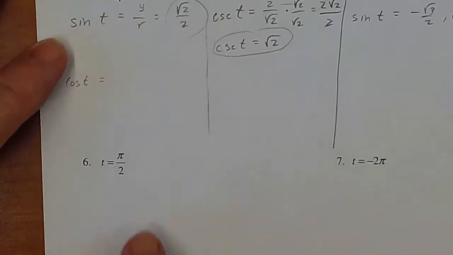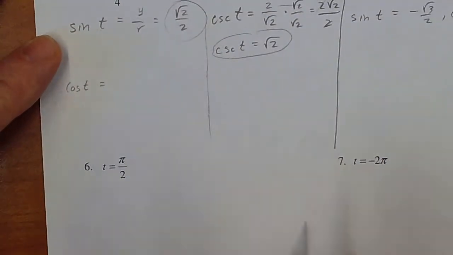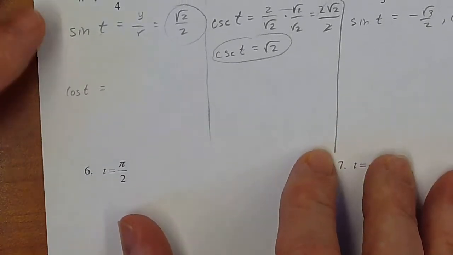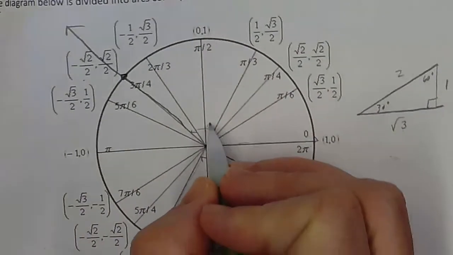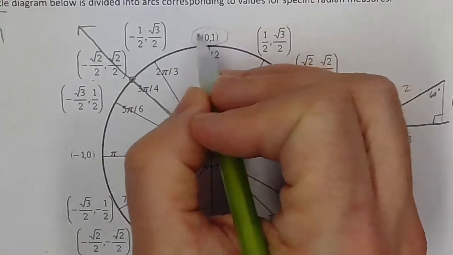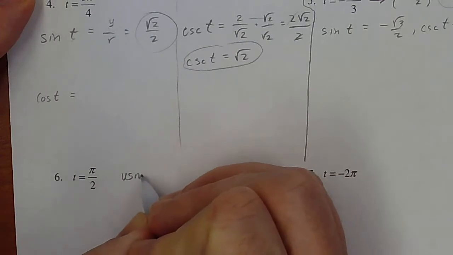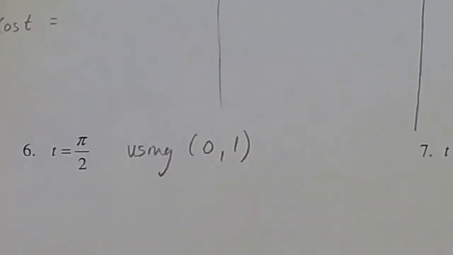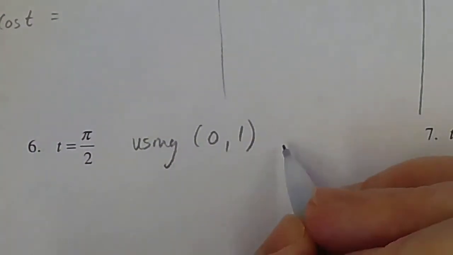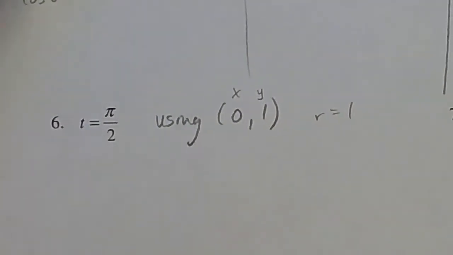The math works out really easy for these quadrantal angles. So it says the angle is pi over 2, and we're going to find all 6 trig functions still. So what coordinates will we be using? Pi over 2 starts here, rotates, and the ending spot will be right here. So we're going to use the coordinates 0, 1 for our coordinate. And then of course we still have a radius of 1. So I've got x is 0, y is 1, r is 1.